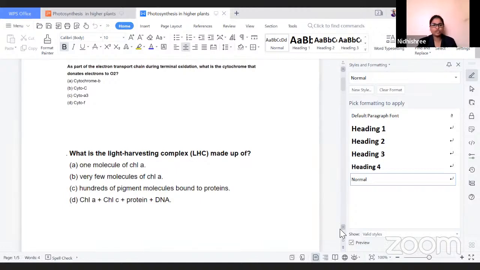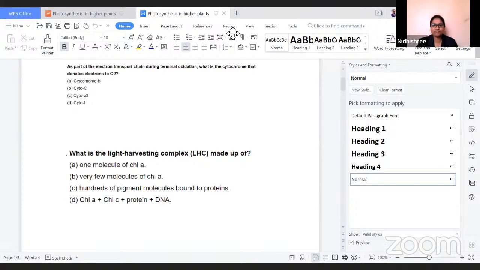What is the light harvesting complex made up of? Option A, 1 molecule of chlorophyll A. Option B, very few molecules of chlorophyll A. Option C, hundreds of pigment molecules bound to proteins. Option D, chlorophyll A, chlorophyll C, protein and DNA. What is the answer? 5, 4, 3, 2, 1.